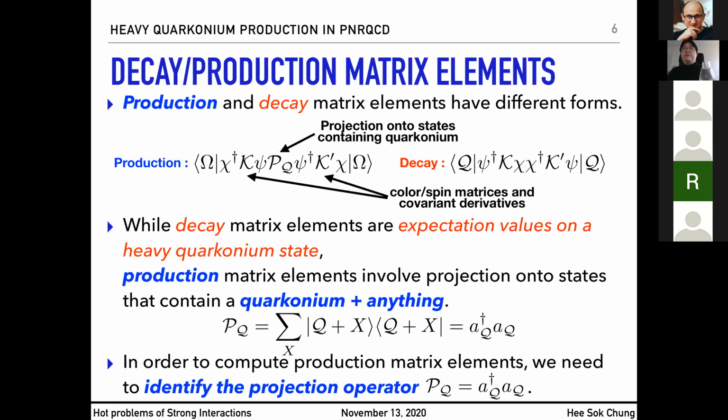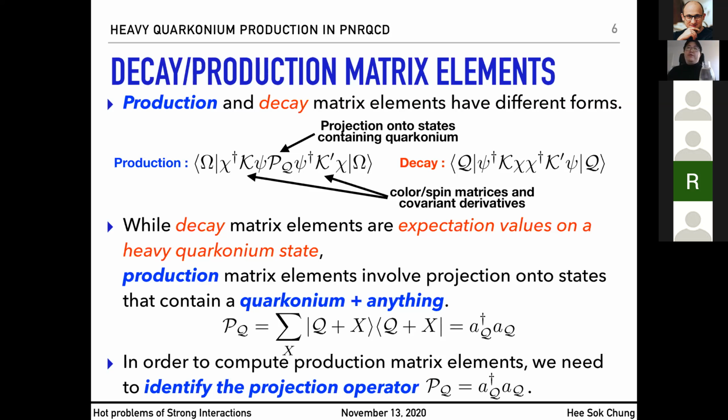So what are the differences between production and decay matrix elements? These have different forms. I have a generic decay matrix element on the right here. Decay matrix elements are expectation values on a heavy quarkonium state. The operators are generically four-quark operators. We have an operator, a Pauli spinor psi, that destroys a heavy quark here, and a Pauli spinor chi dagger, which destroys a heavy anti-quark. And K and K prime are polynomials of color and spin matrices, and also covariant derivatives.